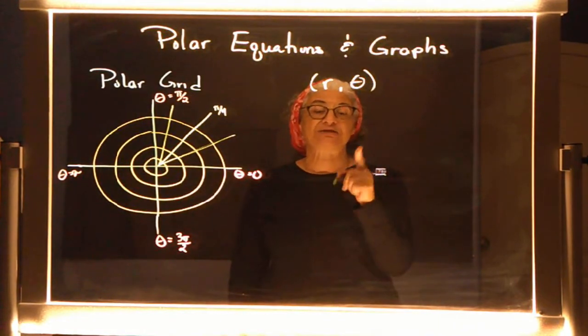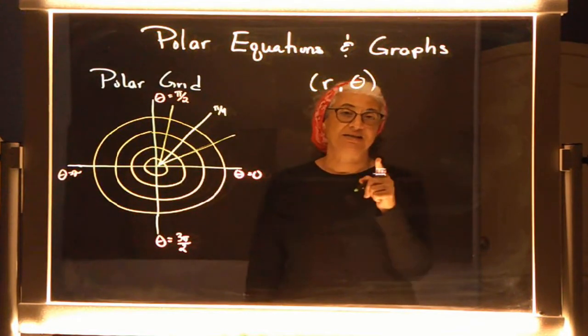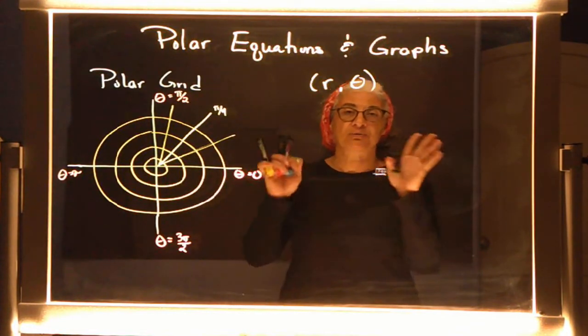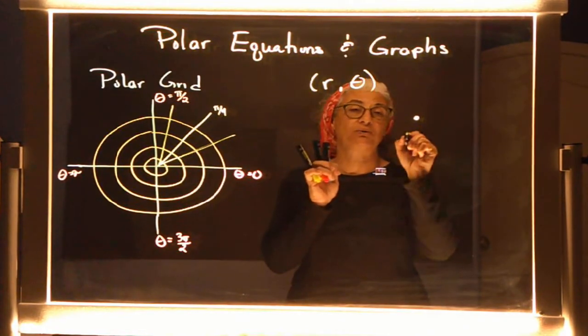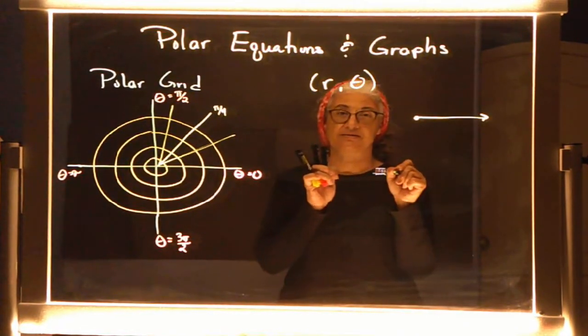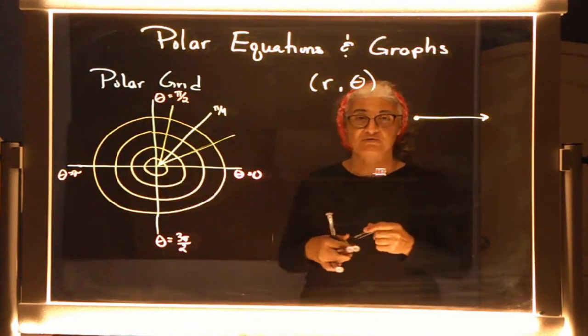R is the distance from the pole to the point, and theta is the angle. Well, we were graphing all of that based upon just graphing the pole and then the polar axis. Well, now we have the polar grid system, and I want to talk about this for a few minutes.